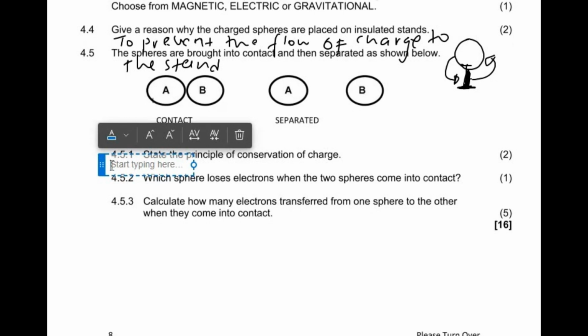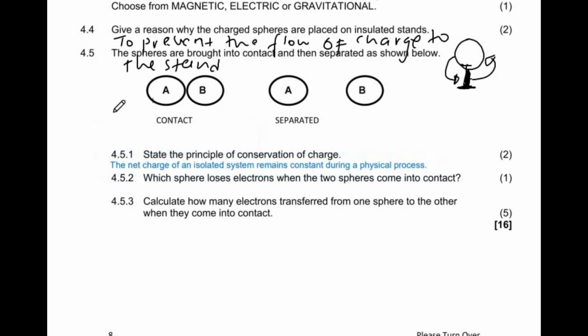So the principle of conservation of charge is that the net charge of an isolated system remains constant. When we say it remains constant, it means it doesn't change during a physical process. So a physical process may be what we saw above, whereby the spheres were touching. So that may potentially be classified as a physical process.